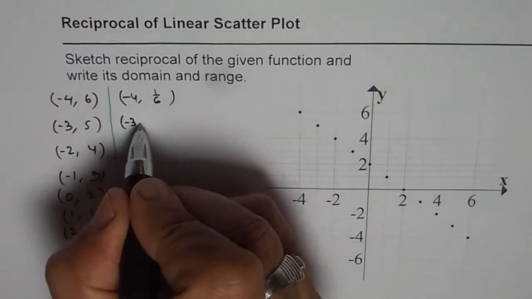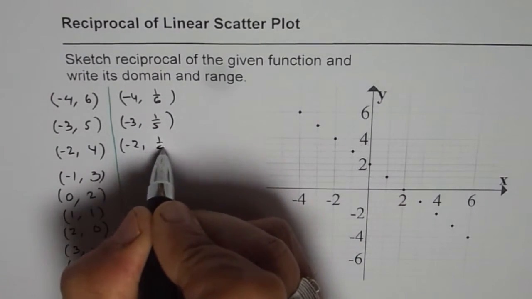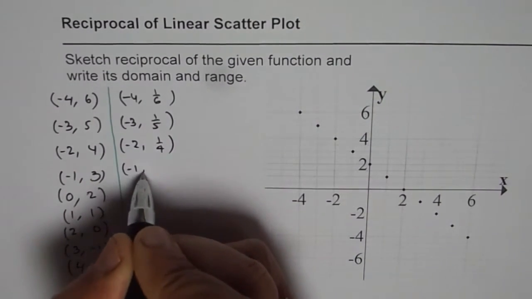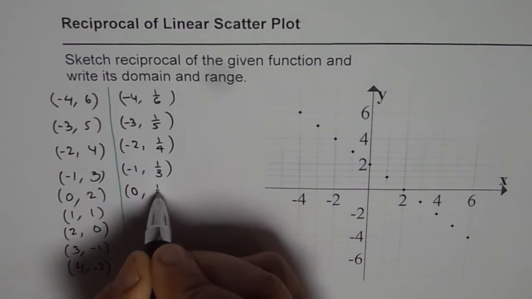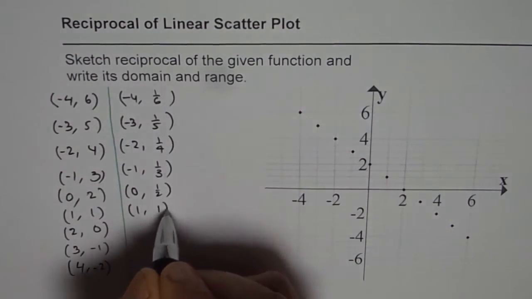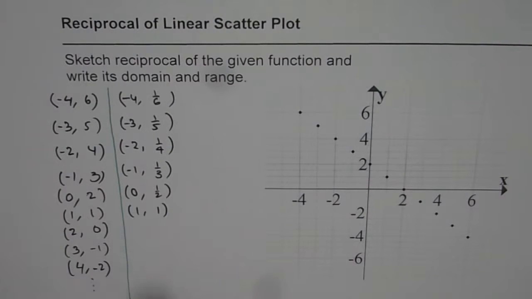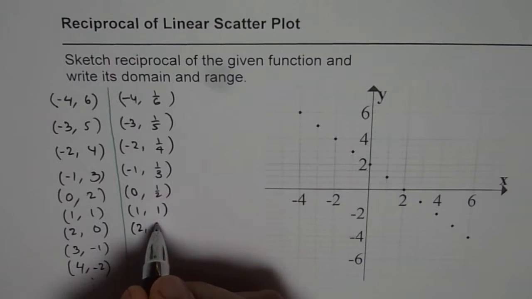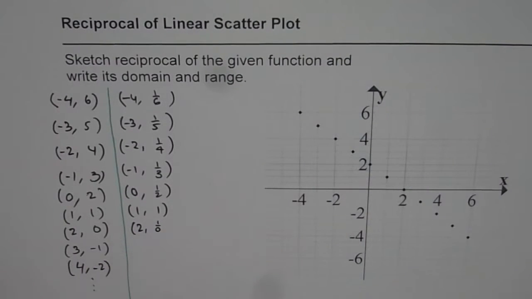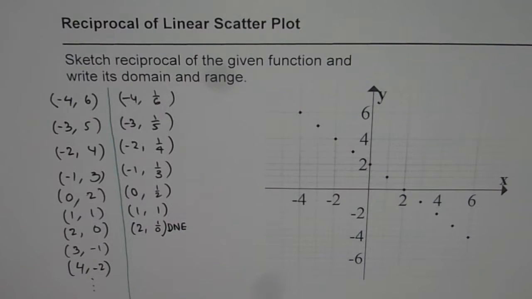So at -3, the reciprocal will be 1/5. At -2, it will be 1/4. At -1, it should be 1/3. At 0, it is 1/2. At 1, it is 1, right? The reciprocal of 1 is 1. We call this an invariant point. Now at 2, it is 1/0. 1/0 is not defined, correct? So that does not exist. So let me write does not exist, okay?